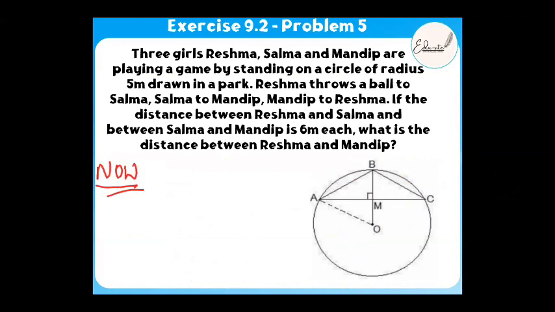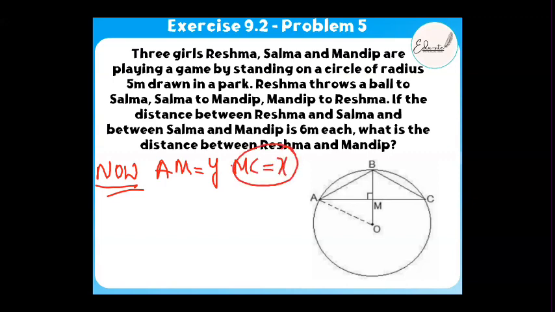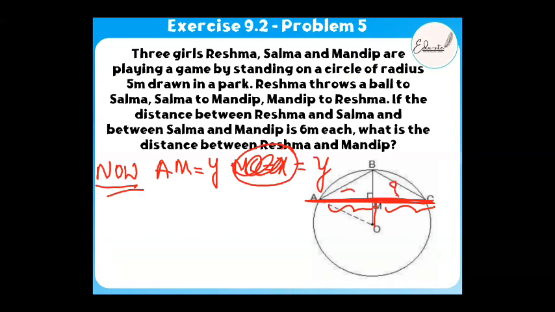Now, let's consider AM is equal to Y, and MC is also equal to Y. Let's just consider AM is equal to MC. Do you know AM is equal to MC? How can we say AM is equal to MC, beta? Is it not the perpendicular drawn to a chord? This AC is also a chord, right? So it bisects the chord. So AM is equal to MC. You do not have to find MC now. You just have to find AM.